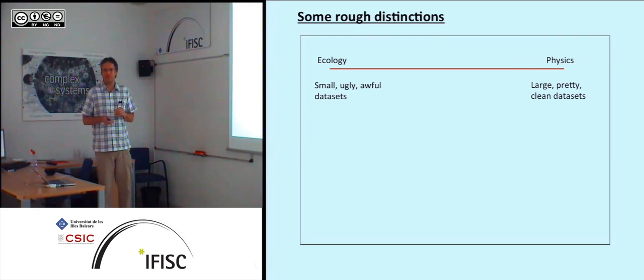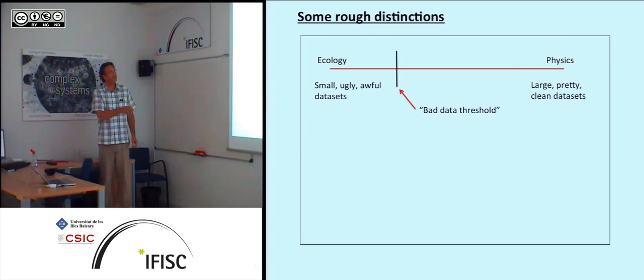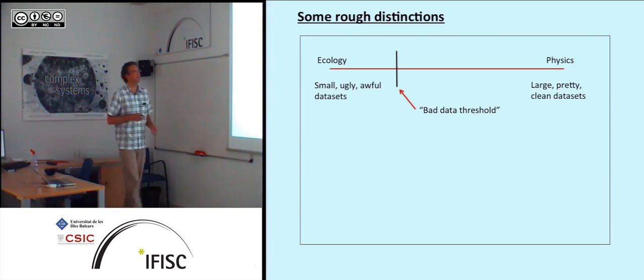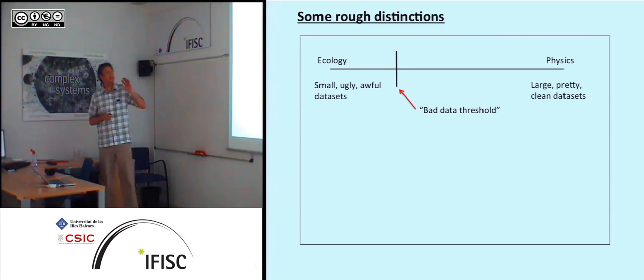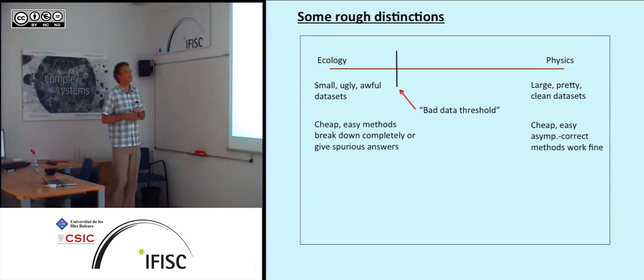Gustavo and I have had this discussion in the past. And I think if you're over here, and just for the sake of discussion, let's say there's some bad data threshold. Of course, this really doesn't exist, but when you come over to ecology, you've almost certainly crossed that. Now, I'm not saying that there aren't nasty data sets in physics, and I'm not saying that there aren't nice data sets in ecology, just as a general tendency.